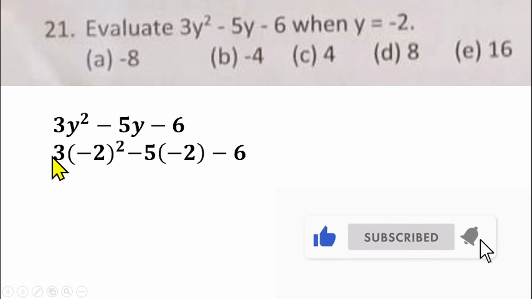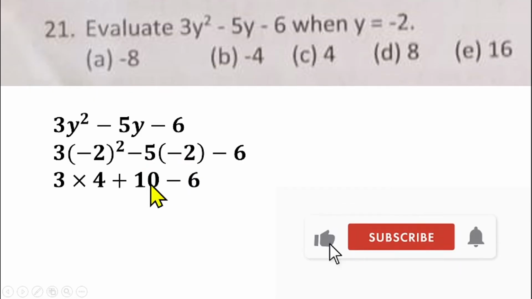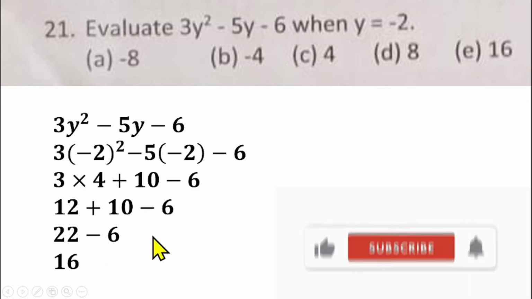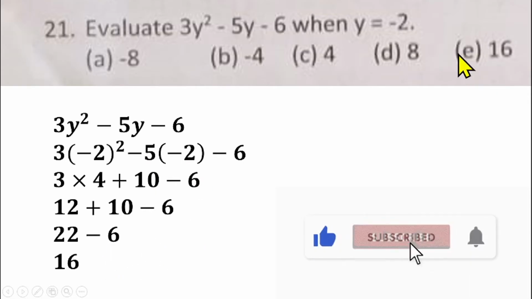Minus 2 squared is 4, times 3, that will give us 12. Then minus 5 times minus 2 gives us plus 10, minus 6. So we have 12 plus 10 minus 6. That should give us 22 minus 6, and that should give us 16. That makes option E the right answer for question number 21.